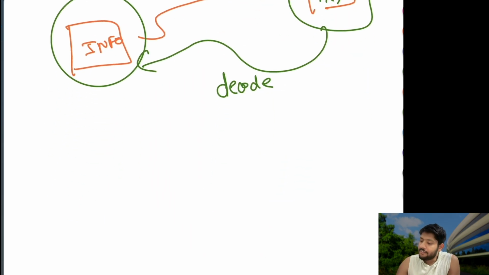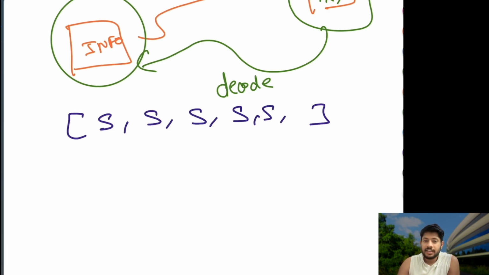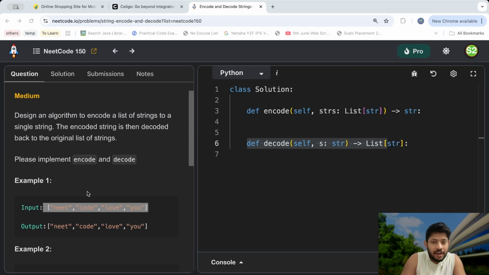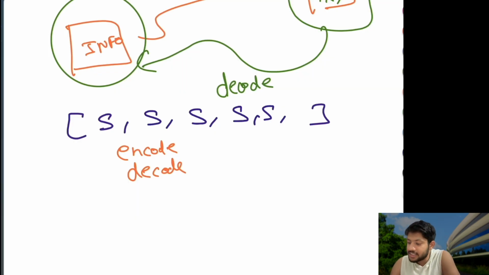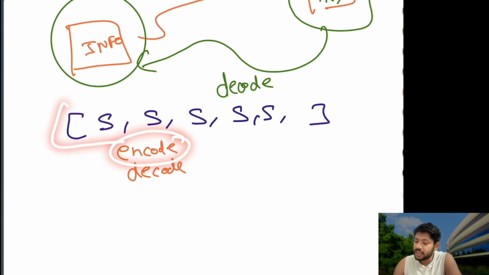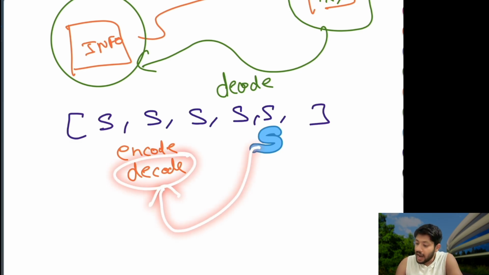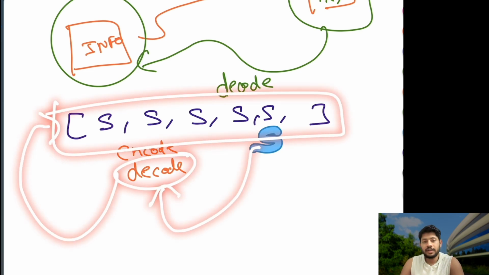What we need to do is, we are given a list of strings, right? We have a lot of strings in a list. The question wants two functions, encode and decode, right? Let me show you. We have two functions. Encode is going to accept a list of strings and return a string. Decode is going to accept a string and return a list of strings, right? So I have an encode function which is going to take this list and convert it to a single string. I have this decode function which is going to accept this single string and convert it back to this particular list.